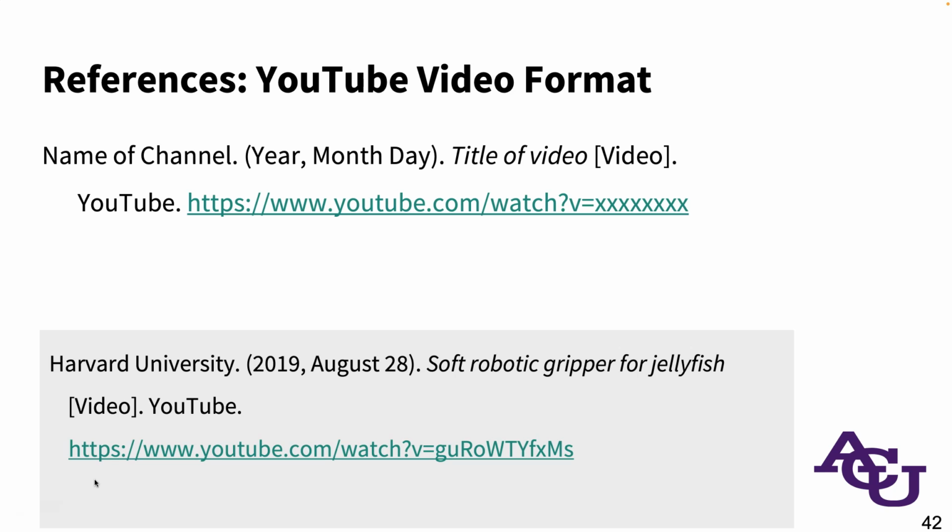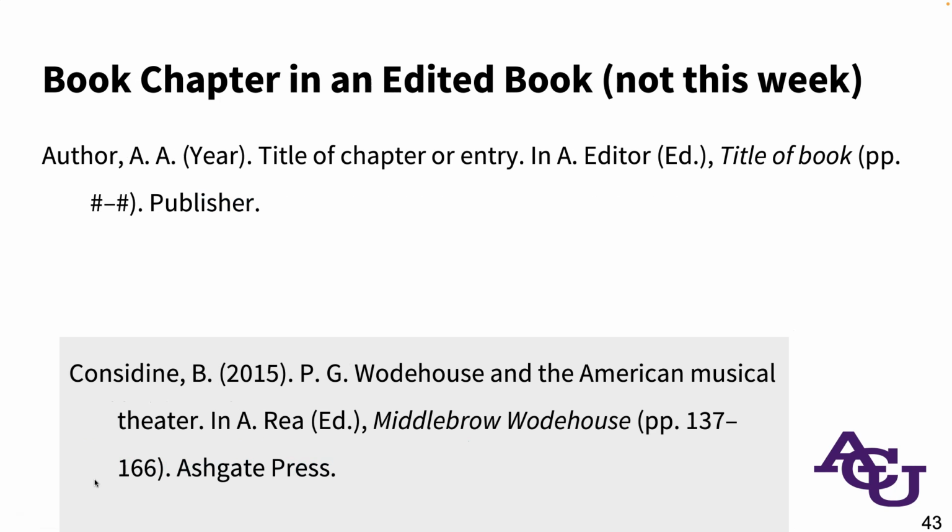For a YouTube video, start with the name of the channel, Harvard University. Then the year, month, and day, because it's listed there. The title of the video in sentence case, noted in square brackets saying it's a video. Then the publisher platform, find it on YouTube, and then a direct link.